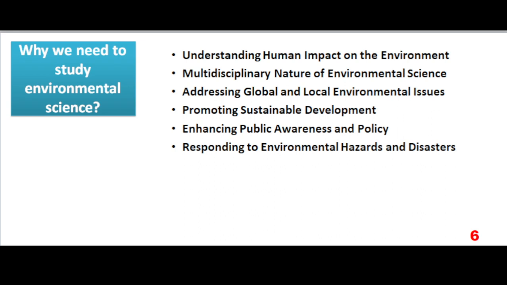Then responding to environmental hazards and disasters. Environmental science helps us understand and respond to environmental hazards and disasters. By studying natural processes and human-induced changes, we can better predict, prepare for, and mitigate the impacts of events such as earthquakes, floods, and industrial accidents. This knowledge is essential for developing resilient communities and reducing the risk of environmental catastrophes.